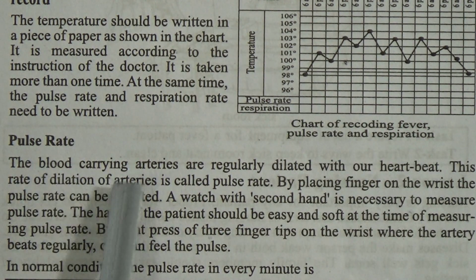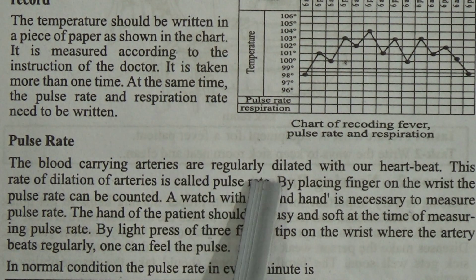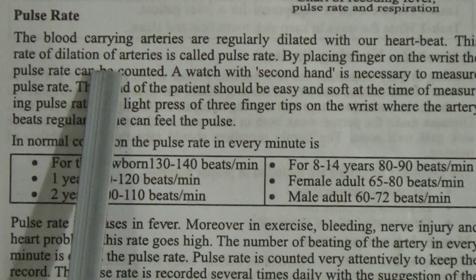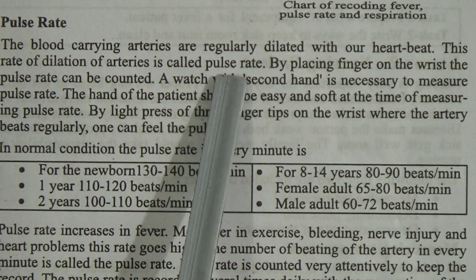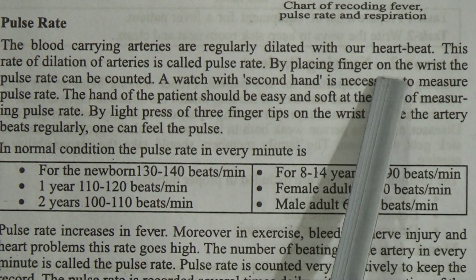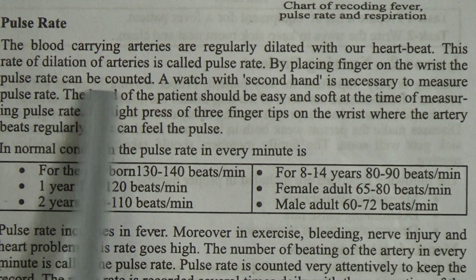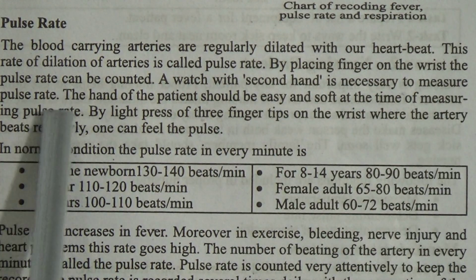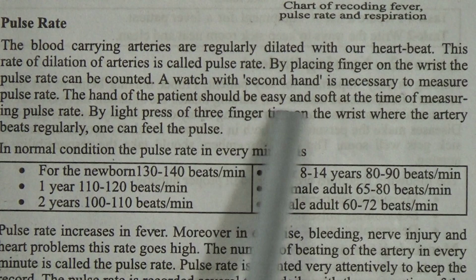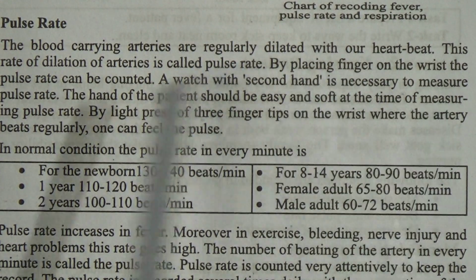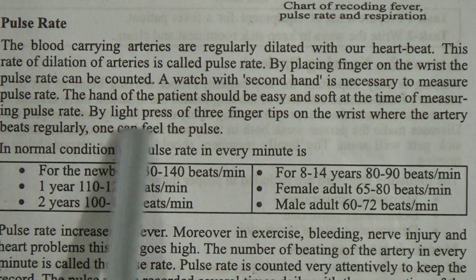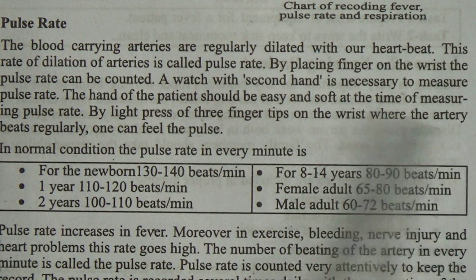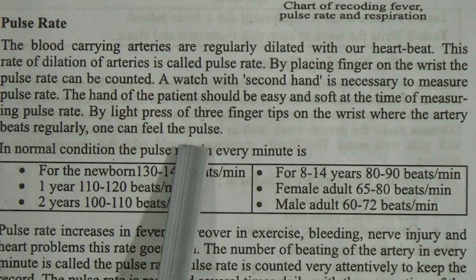Pulse rate. The blood-carrying arteries are regularly dilated with our heartbeat. This rate of dilation of arteries is called pulse rate. By placing a finger on the wrist, the pulse rate can be counted. A watch with a second hand is necessary to measure pulse rate. The hand of the patient should be easy and soft at the time of measuring pulse rate. By lightly pressing three fingertips on the wrist where the artery beats regularly, one can feel the pulse.